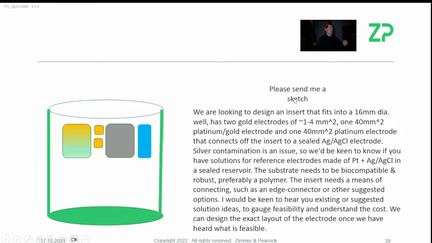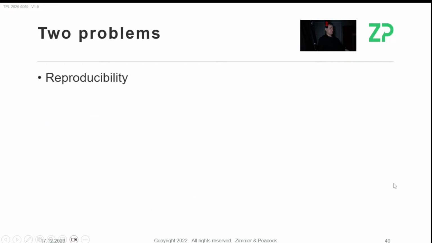I say here, please send me a sketch. Well, a sketch will be helpful, but with a sketch we'll have to have a discussion on it. I say here 2 problems. I should have actually labeled this as 3 problems. Reproducibility. When you have something custom made, especially screen printing, there's plenty of businesses around that will screen print for you. But what they won't talk about then is reproducibility. When you do low volume custom screen printing work, it's not necessarily reproducible.